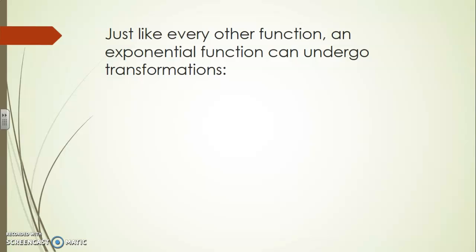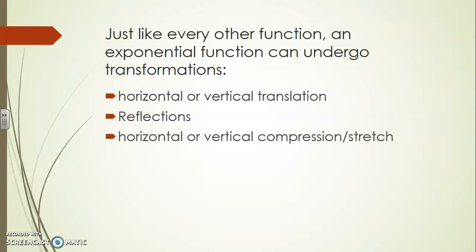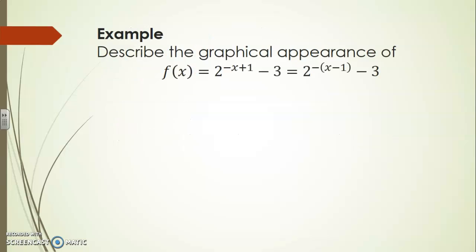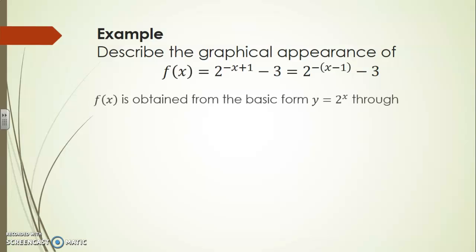As every other function, an exponential function can undergo transformations. That could mean horizontal or vertical translations, could mean reflections, could mean horizontal or vertical compressions or stretches. For example, f of x equals 2 to the minus x plus 1 minus 3 can be graphed by applying transformations to a similar exponential function that we'll note in a second. Now, minus x plus 1 can also be written minus parentheses x minus 1. So a little bit of rewriting here allows us maybe to make a connection.